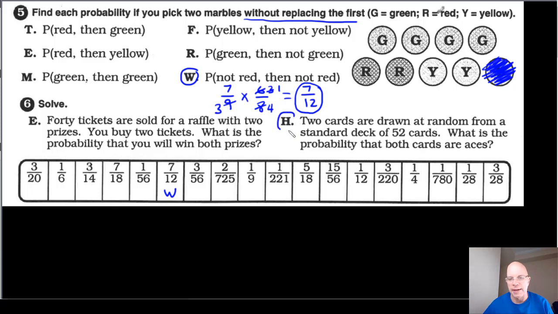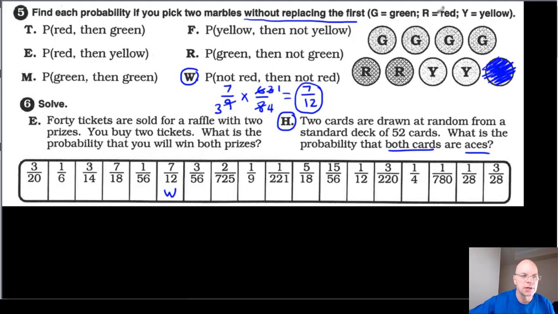We're also going to do problem H together. 2 cards are drawn at random from a standard deck of 52 cards. What is the probability that both cards are aces? Now, when you pick 2 cards at the same time, those may seem like independent events, but even if you don't know what the first card is, it affects the probability of what the second card can be, because there's 1 less card to choose from and 1 fewer of whatever that first card is. So these actually are dependent events. You can think of it this way.